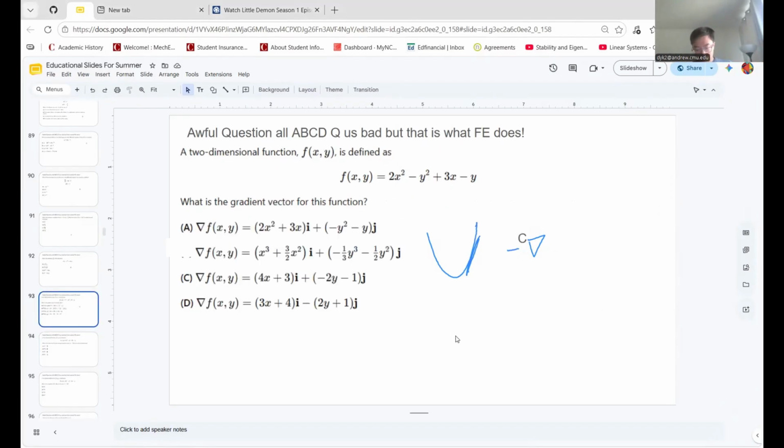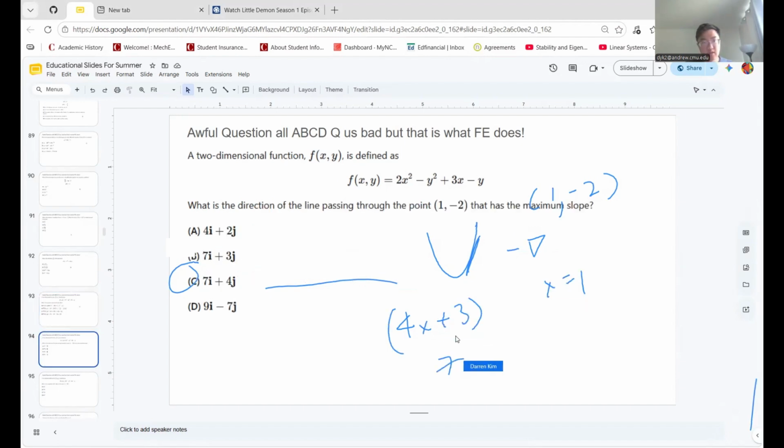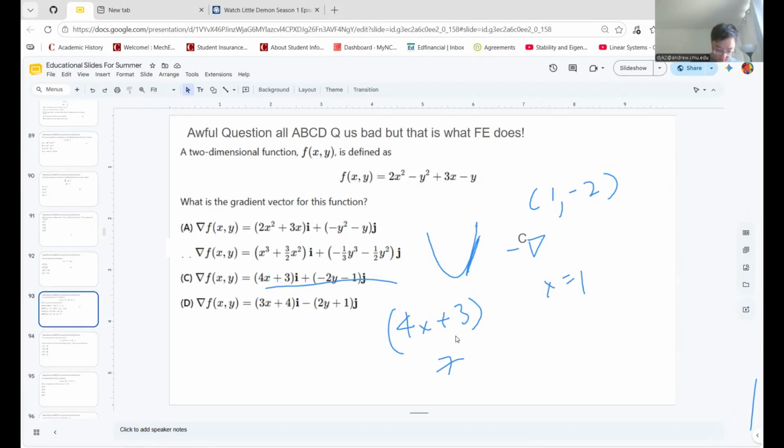It should always give us (1, -2), right? So which one was it again? I said C, 4x plus 3. So x equals 1, and that is 7. 7 is in both of them, so it's one of these two, C or D. And then we come back over here and, oh, why is it not working? Okay, erase that. Okay, so C and D, 7.